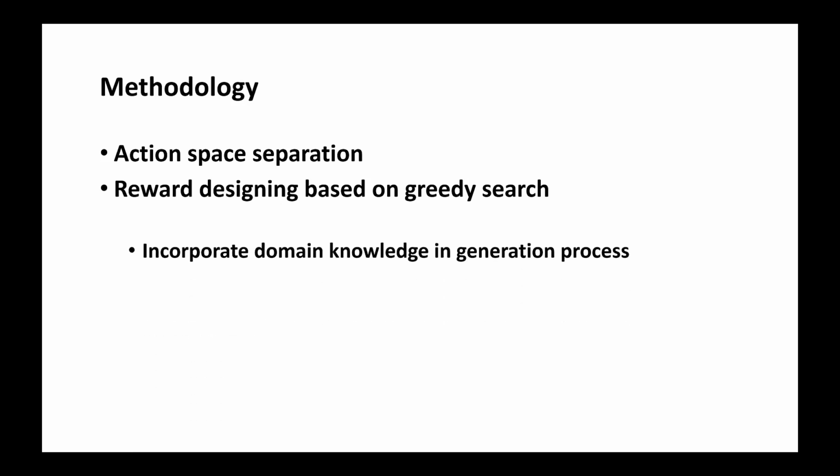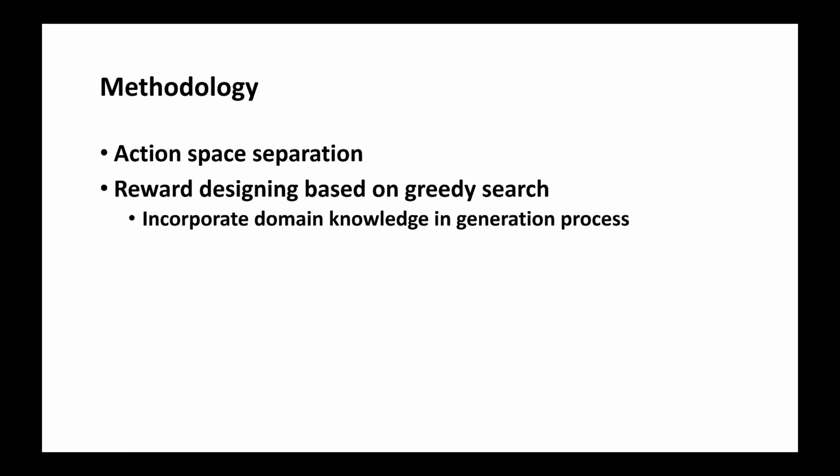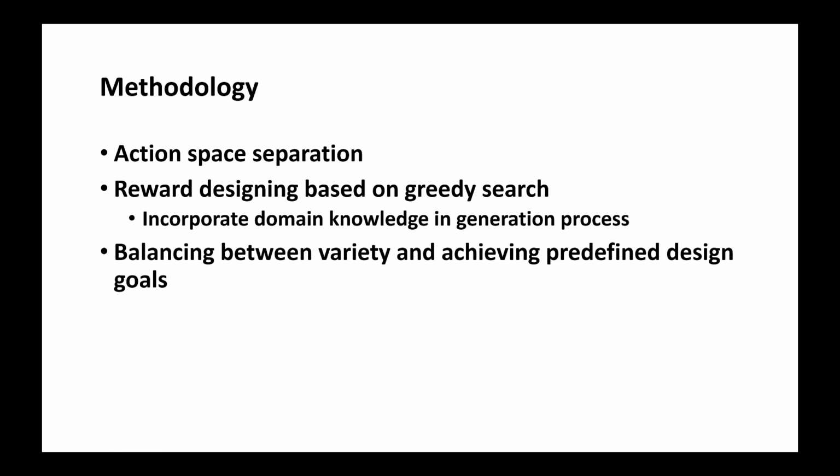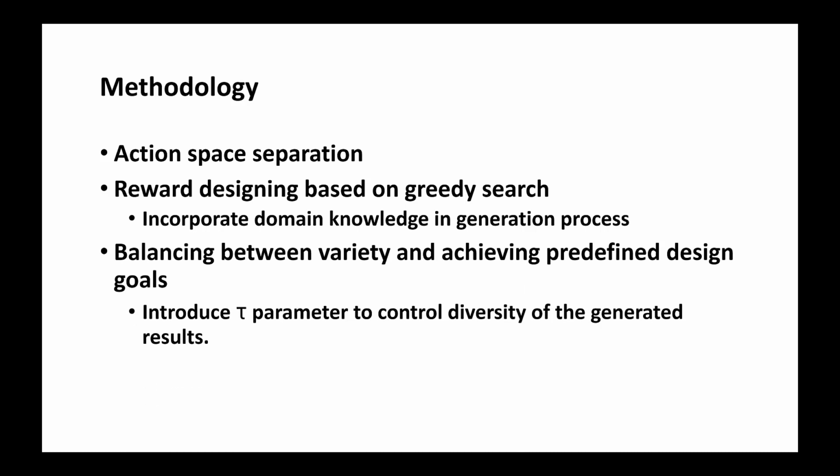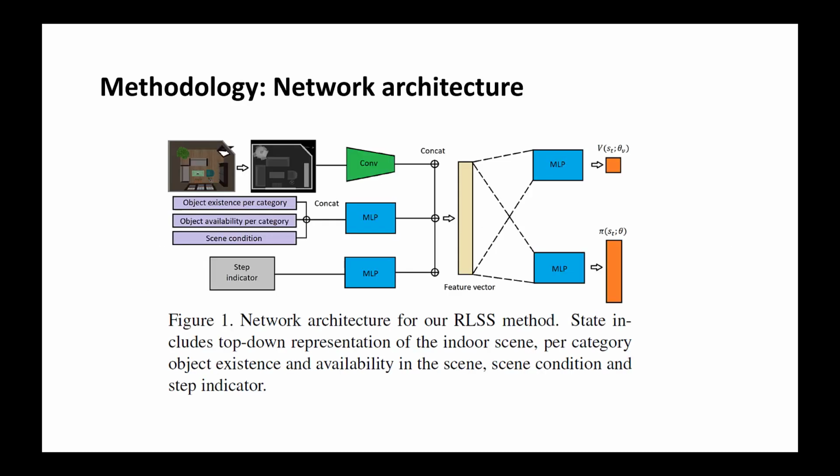The methodology is based on some modifications we made to the proximal policy optimization algorithm. These modifications include action space separation, reducing the number of actions in order to learn efficiently. Reward design based on greedy search allows us to incorporate domain knowledge in the generation process. Balancing between variety and achieving predefined design goals, we introduce a tau parameter to control diversity of the generated results. This is the proposed network architecture.